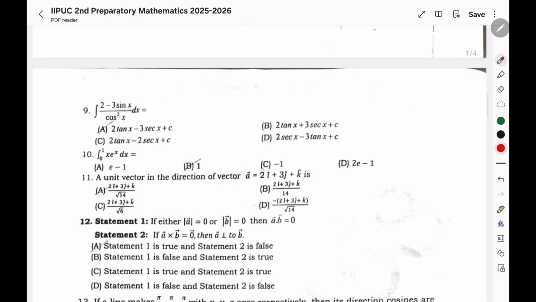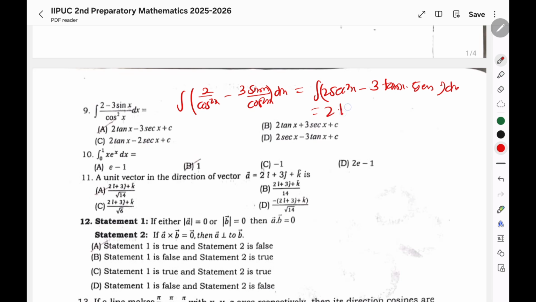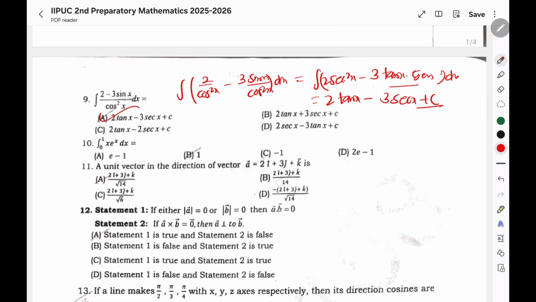Now 9th question. Integration. Split this: 2 upon cos square x minus 3 sin x upon cos square x. Okay, so 2 upon cos square is 2 sec square x, minus 3 sin upon cos square, which is tan x, and 1 upon cos is sec x, dx. So the integration of 2 sec square x minus 3 sec x tan x is 2 tan x minus 3 sec x plus some constant. So option A is correct.